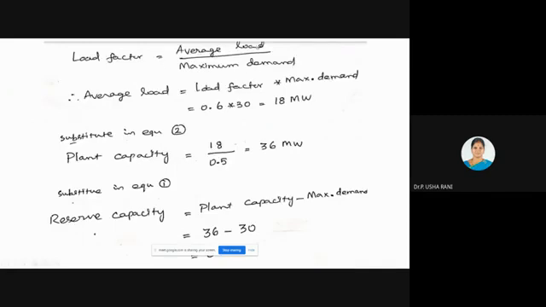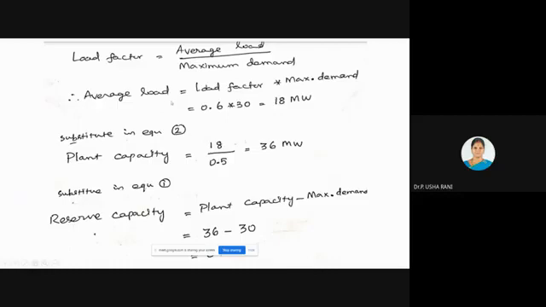So from that, I'm going to find out my average load, which is load factor into maximum demand. So I'm substituting the load factor given data as 0.6 into 30 megawatt as the maximum demand. So the answer is 18 megawatt as my average load.